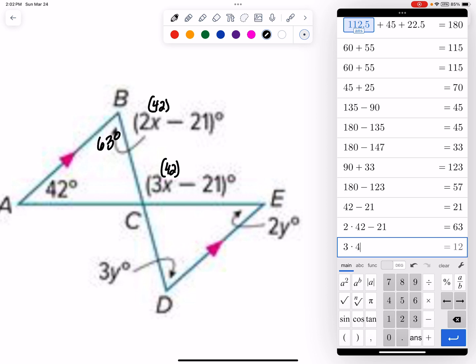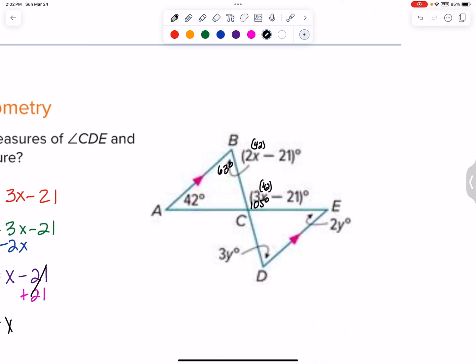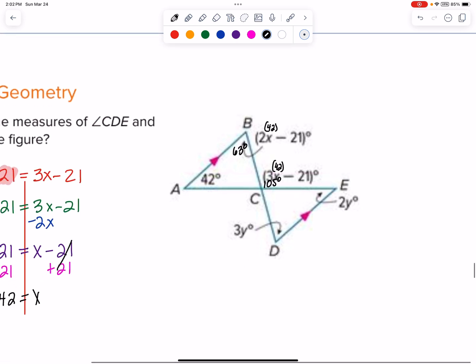3 times 42 minus 21 is 105 degrees. So this angle is 105 degrees. So there we go. We sort of simplified this up a little bit to help us solve some other things. All right, now, what do you notice now? We do have some other options.